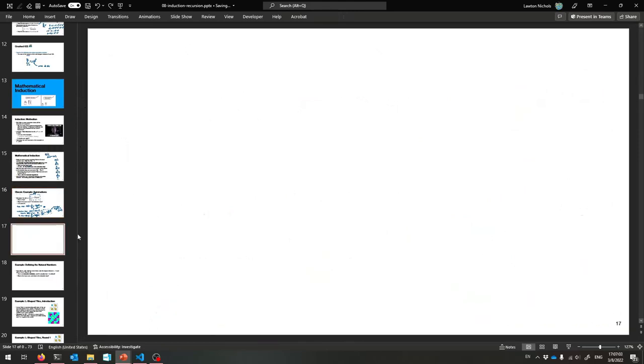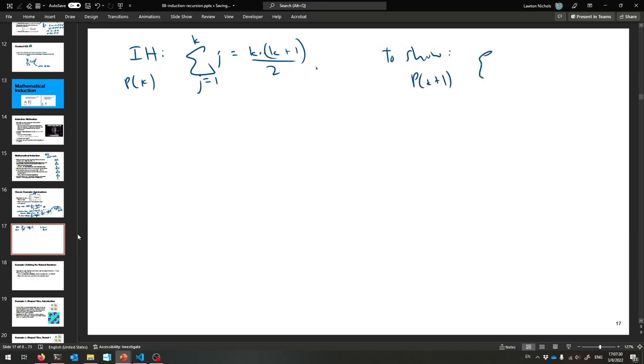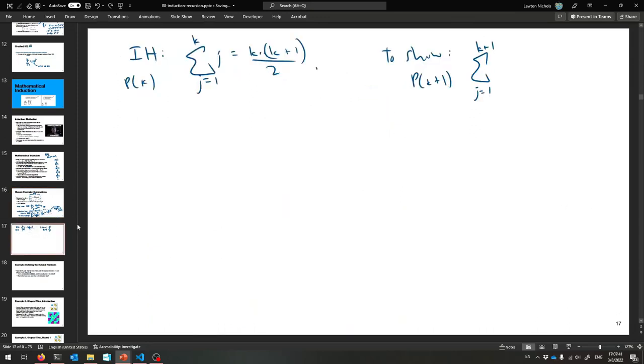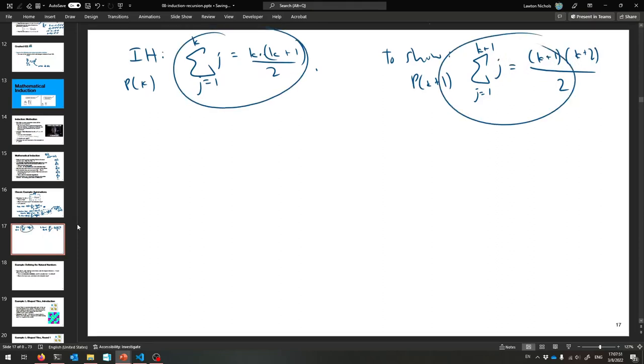I'm just gonna rewrite it. So our inductive hypothesis, the thing that we're assuming, is the sum of j from j equals 1 to k is equal to k times k plus 1 over 2. That's our assumption, P of k. And to show P of k plus 1, we need to show that the sum of j from j equals 1 to k plus 1, because we're just plugging in k plus 1 here, is equal to k plus 1 times k plus 2 over 2. So now that we have room, let's make this happen. Assuming this, let's use it to prove this.